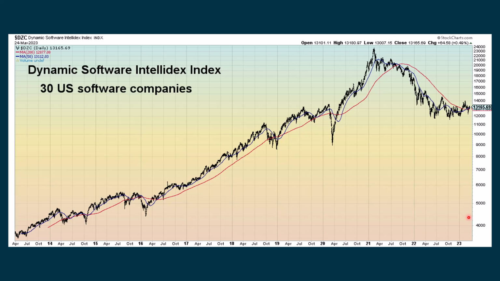Some other markets that we look at. These are the 30 biggest software companies in the U.S. They're just about ready to give us a golden cross. It's a little hard to see right there. I'm going to wait a little bit of time before I declare that being a golden cross.